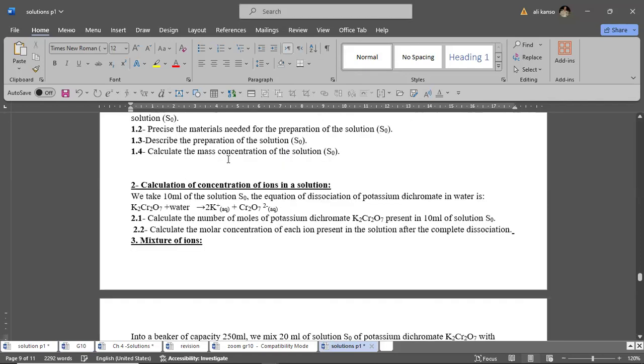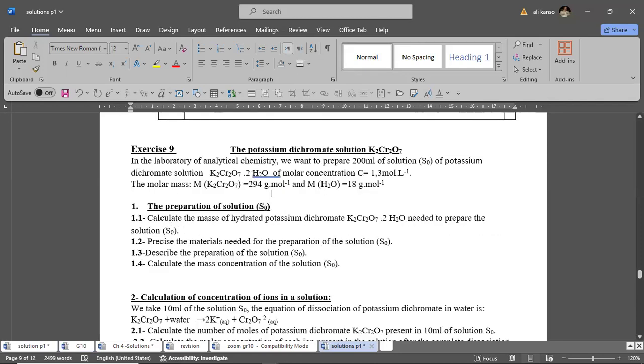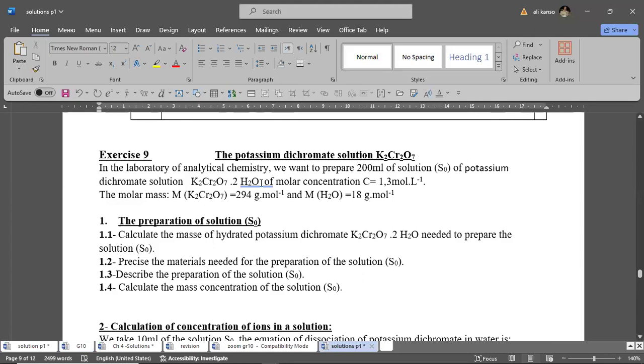Do you see now the screen? Guys, do you see now? Okay. Let us solve exercise 9.